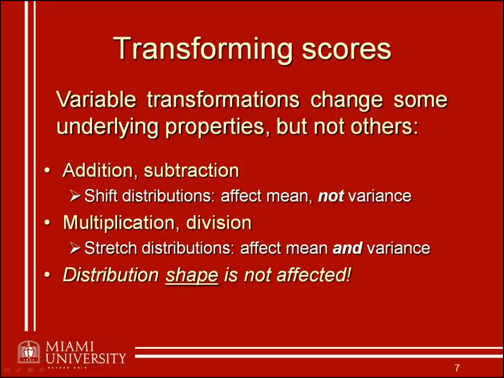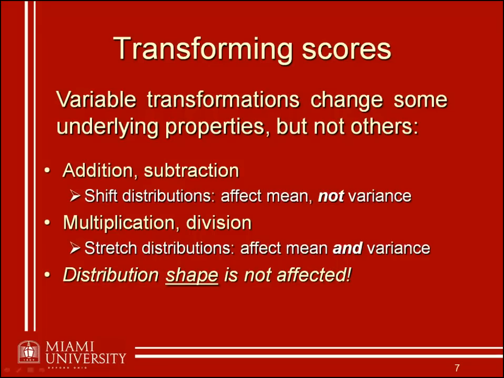You're not stretching the distribution out or shrinking it any. However, that is what you're doing when you do multiplication or division. And for that reason, multiplication and division operators will affect both the mean and the variance of a distribution. It's equally important to point out here that the distribution shape cannot be affected by these four basic operations. That is, if you have a normal distribution, you can't add, subtract, multiply, or divide anything to it to change its shape from a normal distribution.